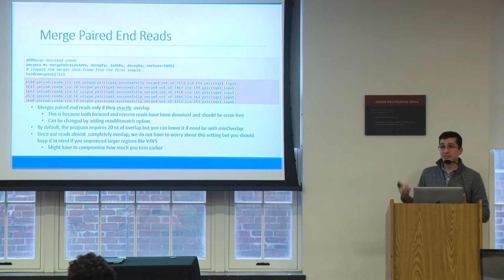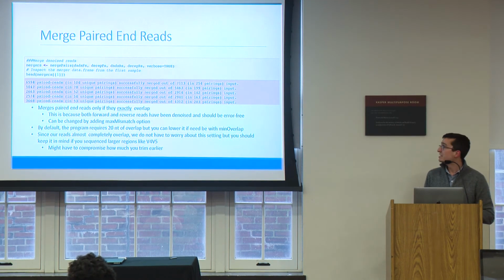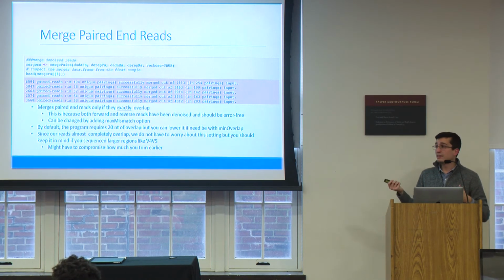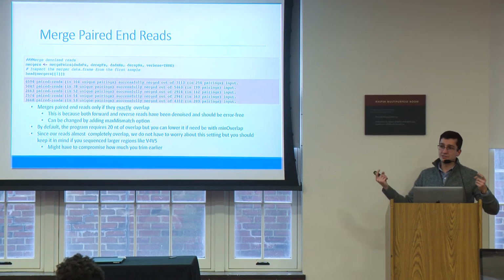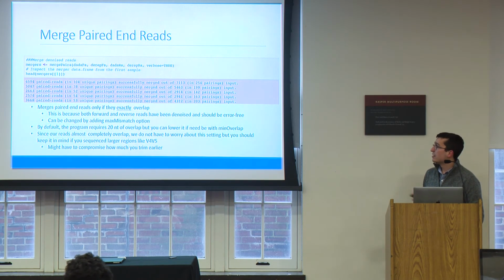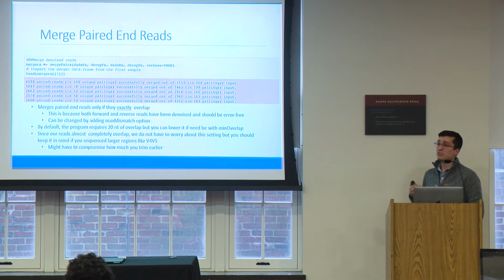I mentioned this earlier, but by default, the program requires 20 nucleotides of overlap. That can be a little much, particularly for these longer hypervariable regions. So you can lower it if need be, or alternatively, you can just concatenate your two reads, which literally sticks them together, though that can mess up taxonomic assignment and other things later on. Since our reads almost completely overlap, we don't really have to worry about the setting. But if you are using a region like V4 or V5, it's something you should definitely consider, maybe either relaxing the amount of overlap you need or the number of mismatches you're allowing. And you might have to compromise on how much you trim earlier on.